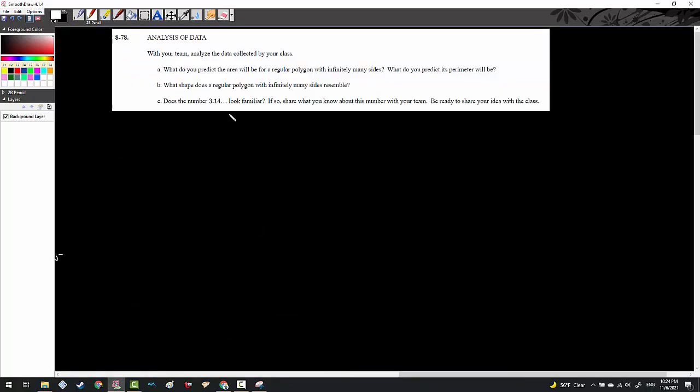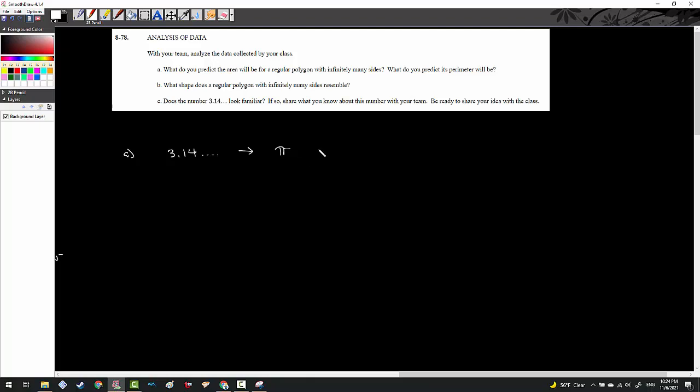In 8-78, we are going to analyze this data, and it says, with our team, we're going to analyze the data collected by our entire class. And so as we approached so many sides on this infinitely sided polygon, what will we predict the area for the regular polygon with infinitely many sides to be? Well, it seems like it's approaching 3.14 with more decimals attached to it. There always seems to be this irrational number, and this number should look familiar. We know this as pi.